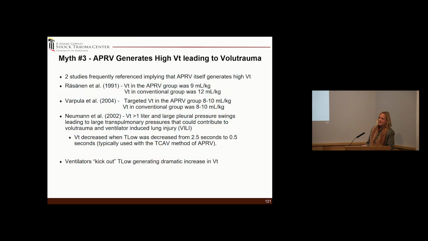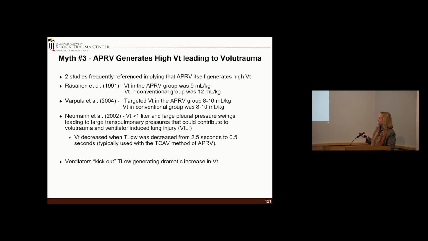APRV generates high tidal volume leading to volutrauma. And this is really interesting because there's a lot of claims that APRV in itself, and actually there was the patient that Luigi had, that if we switch over to APRV, surely we're going to cause these high tidal volumes. And actually, 2 studies are frequently referenced saying that APRV has higher tidal volumes. So the interesting thing is if you pull these studies, Räsänen in '91 showed that the tidal volume in the APRV group was 9, but the tidal volume in the conventional group was 12. So it's funny that APRV was claimed to have higher tidal volumes in this study, yet the conventional group was higher. And the other study referenced is the 2004 Varpula, and both groups had the equal tidal volume set.